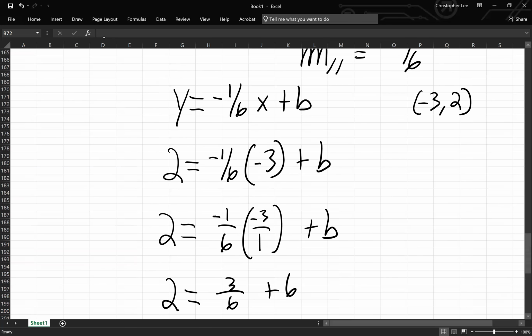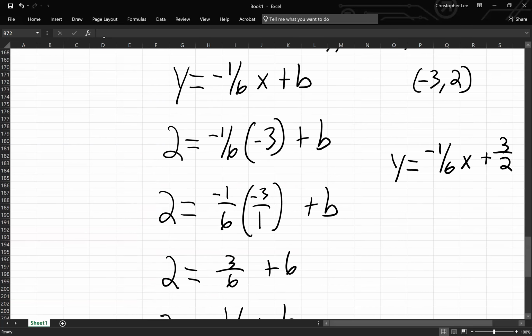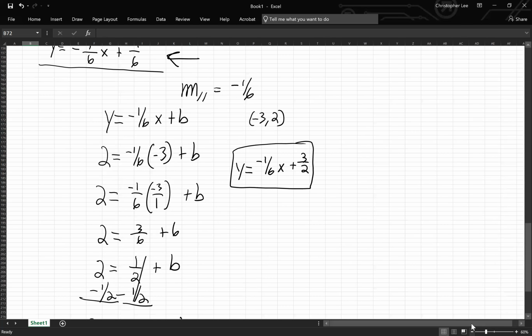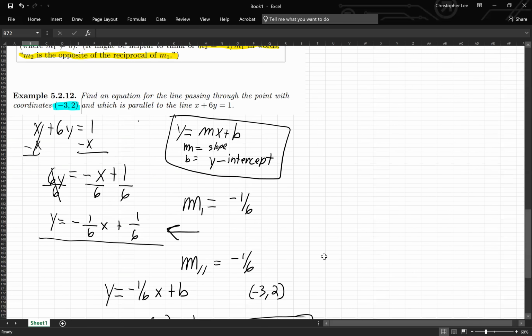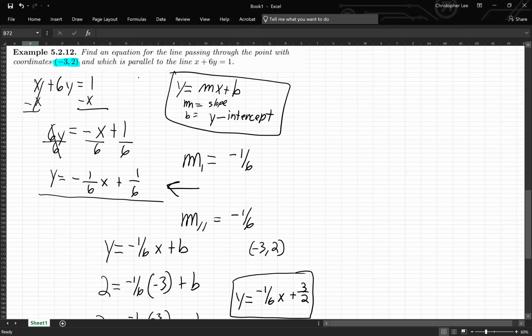So here's my final answer. Y equals negative 1 over 6 x plus 3 over 2. Is it plus? Yes. This is my final answer. Oh, you took the reduced, yeah. Got it. I understand.